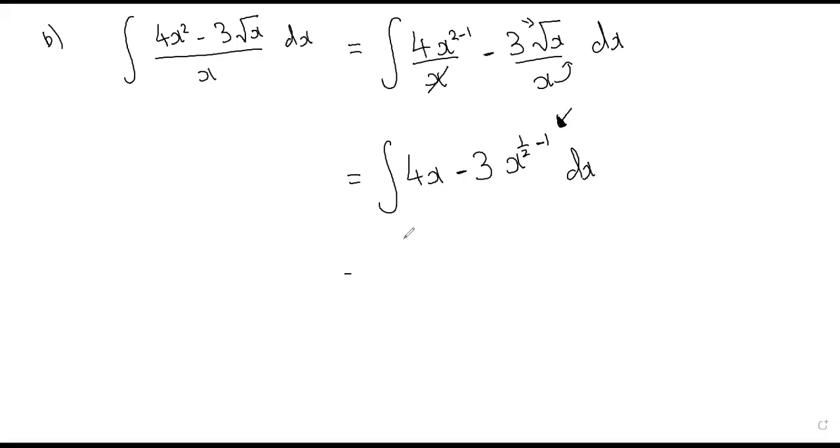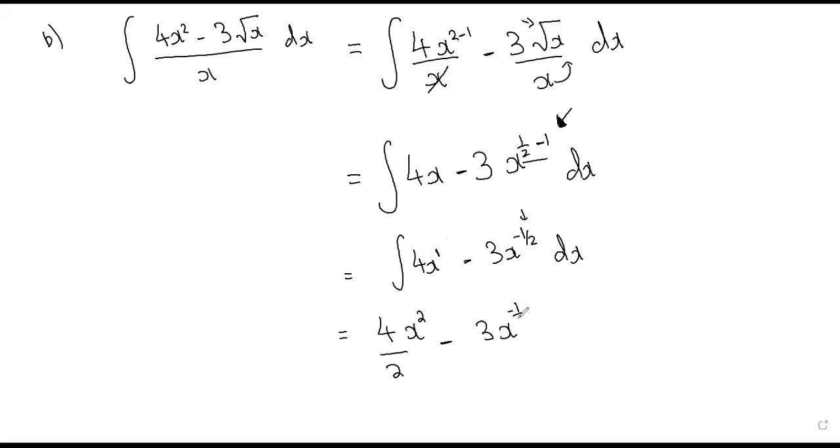Okay. Now this becomes 4x minus 3x to the power 1 by 2 minus 1, which is minus 1 by 2, dx. Now I have something of this type, x to the power n. Here n is 1 and then here it is minus 1 by 2. So I can integrate it easily. It is going to be 4 would come as it is, x to the power 1 plus 1, 2, divided by 2, minus 3 x to the power minus 1 by 2 plus 1. Minus 1 by 2 plus 1 would give me 1 by 2. So I need to divide this by 1 by 2.